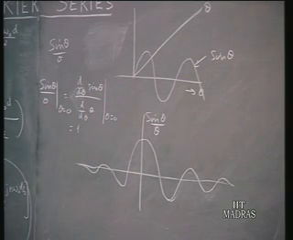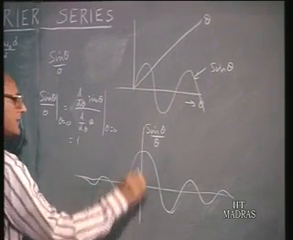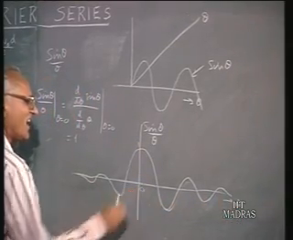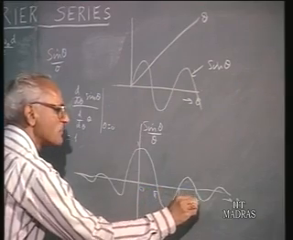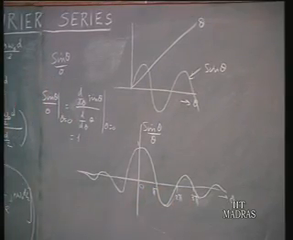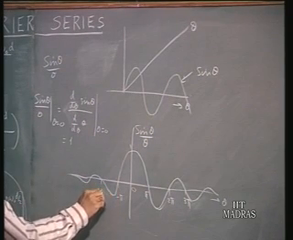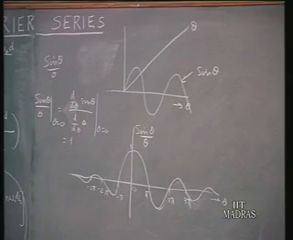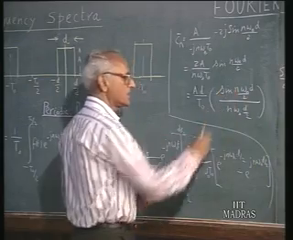This function occurs again and again in Fourier theory, so we would like to see the properties of this. So at theta equals 0, it is 1. And it becomes 0 again at pi, 2 pi, 3 pi, and so on and so forth. Again on the negative side, minus pi, minus 2 pi. So this is the type of function that we have got.